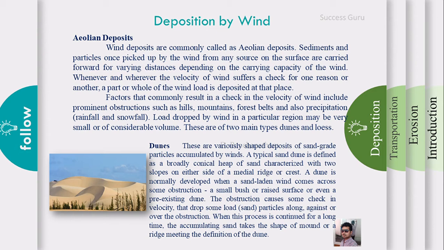A dune is normally developed when a sand-laden wind comes across some obstruction, a small bush or raised surface, or even a pre-existing dune. The obstruction causes some check in the velocity and that drops some load, sand particles, along, against or over the obstruction. When this process is continued for a longer time, the accumulating sand takes the shape of a mound or a ridge, meeting the definition of the dune.